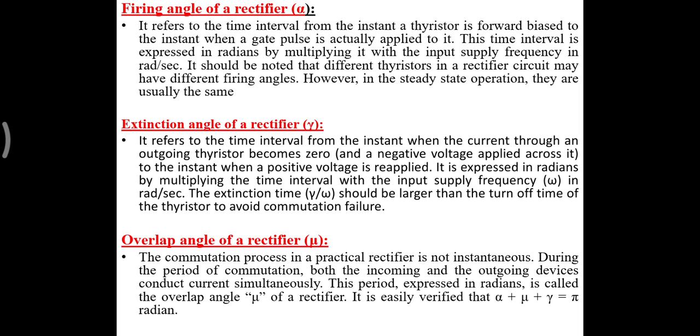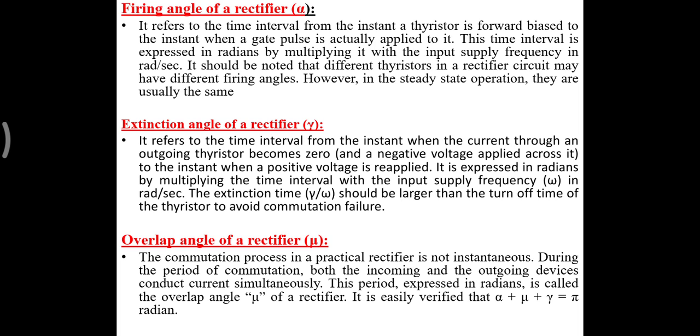Extension angle means that at that point the SCR should stop conduction, but it is not stopped. Why? Because of its inductive load. Next, overlapping angle. Overlapping angle means the SCR input is conducting and the output is also conducting. That situation is called overlapping angle.